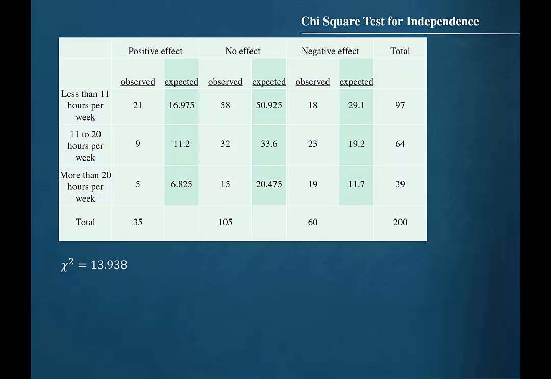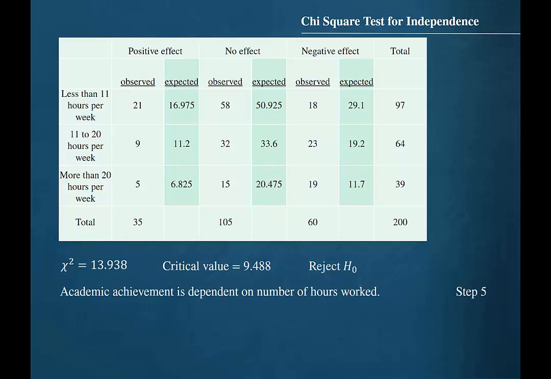So with a chi-square test value of 13.938 and a critical value of 9.488, we can complete step 4, which is to make a decision. Since the chi-square test value is greater than the critical value, we should reject the null hypothesis. Step 5 is to draw a conclusion. Since we rejected the null hypothesis, we will conclude that academic achievement is dependent on the number of hours worked.